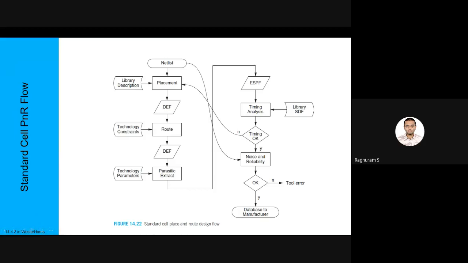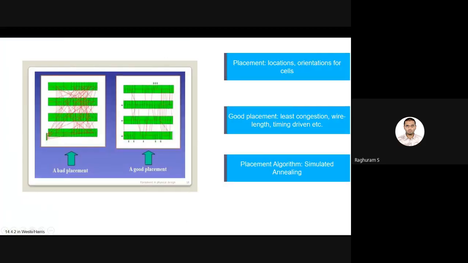And briefly we mentioned noise and reliability, but this is a little bit beyond the scope of this book, so we'll not go too much into noise and reliability analysis here. Once all these are okay, then you can go to the manufacturer. So this is the PNR flow, or place and route flow. Let's look at placement and routing in a little bit more detail before we stop this introductory class.